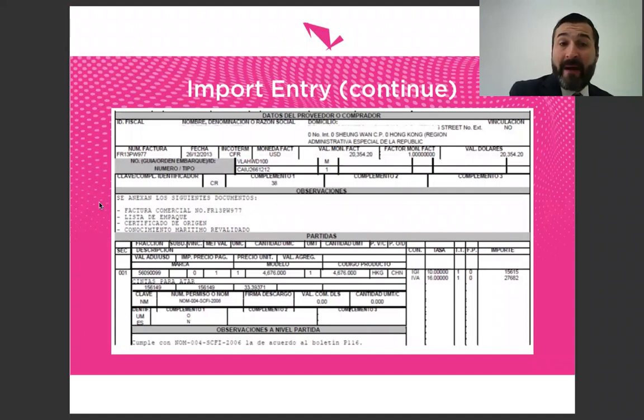In that area is where we have to identify the invoice number, as I told you, evidencing the purchase of the goods. And also we have to inform what are the requirements that we have to comply with. If we have an import permit, if we file a notice of importation, if we have a sanitary registration of the product, and this is basic for medical products.